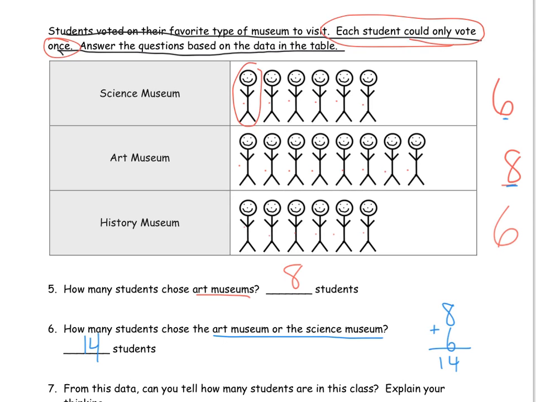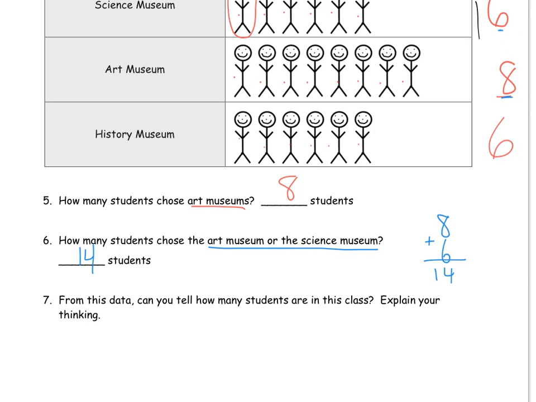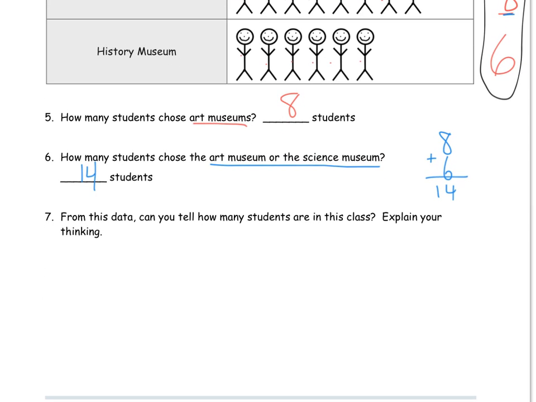So if I count up all of those votes or add up the number of votes on the side, I can figure out how many are in this class. So that's what I'd write down here for explaining my thinking.